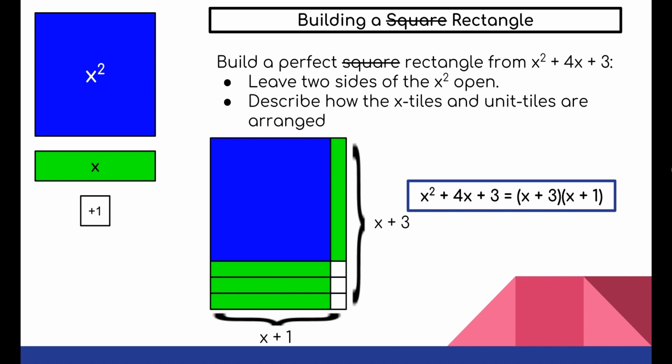Students may actually notice certain things at this point. They may notice that 3 times 1 is 3 and that 3 plus 1 is 4. And that's a really critical thing for students to observe. But we need to make sure that that works in all scenarios and then synthesize it into a procedure.